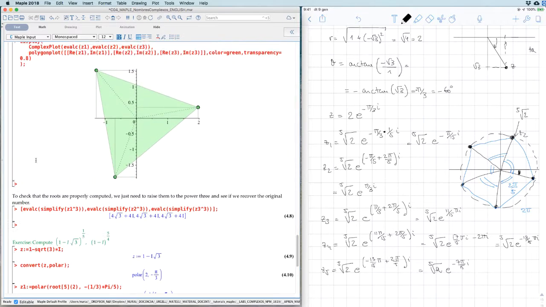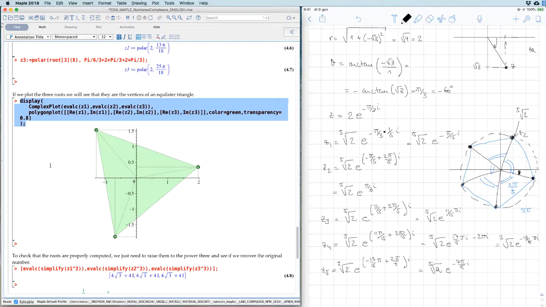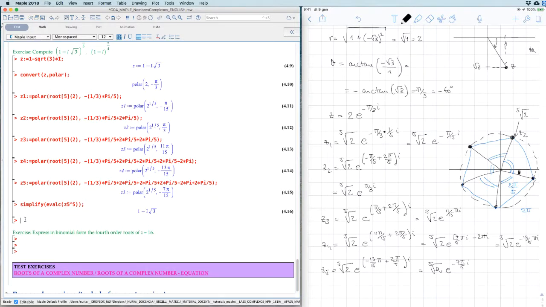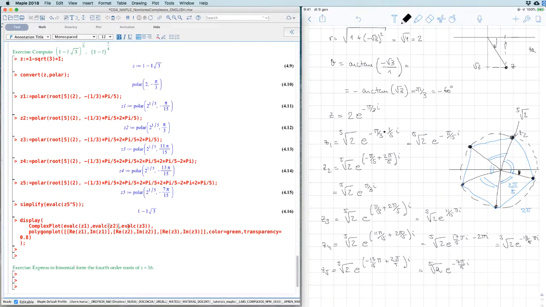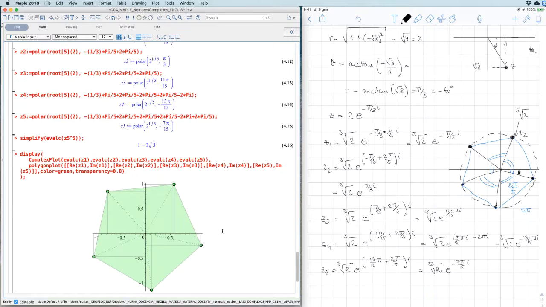Okay, if we want to make a plot, I just need to copy this, and I'm going to add 3, 4, 5. Okay, and then I need to add also 3, 4, and 5. And I'm going to get the well-plotted pentagon that we were talking about.